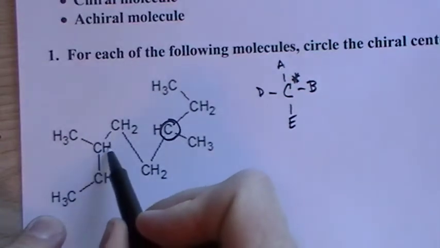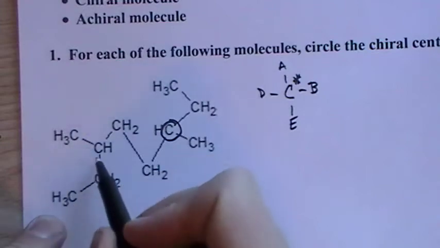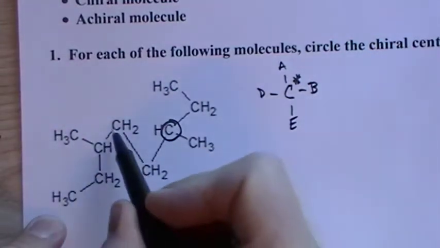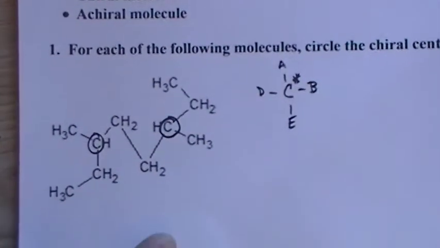Those can't. How about this carbon? It has a hydrogen, a methyl group, an ethyl group. Don't just look at that it's connected to a carbon. Look at the whole thing. We have a methyl, ethyl, and then this huge branch here. So that's a chiral center as well.